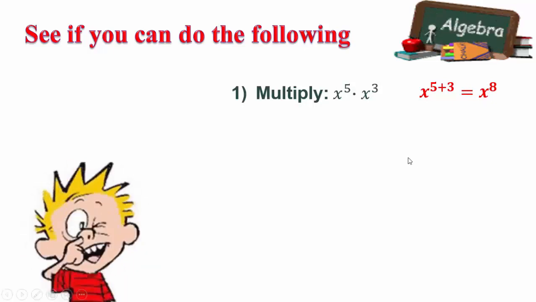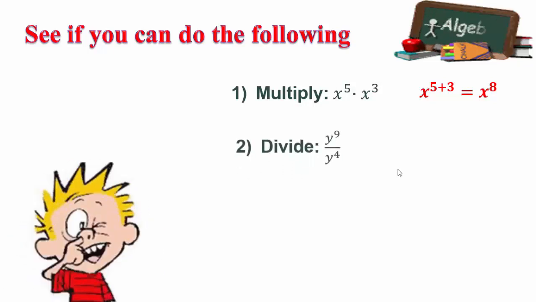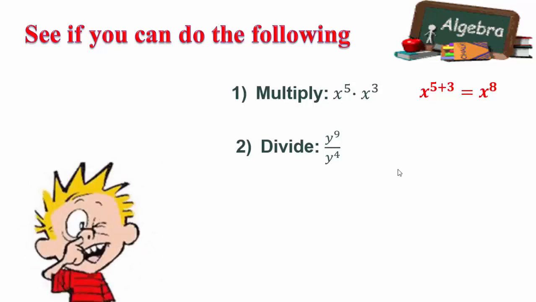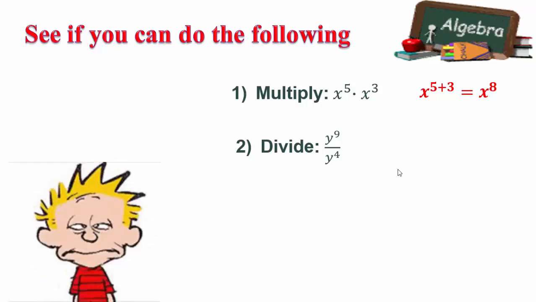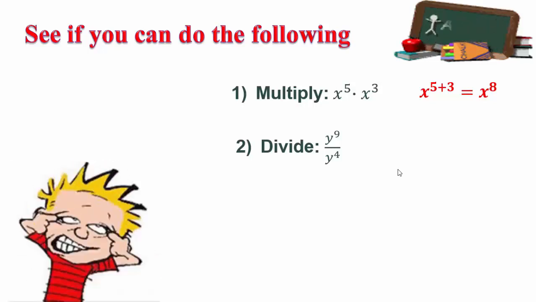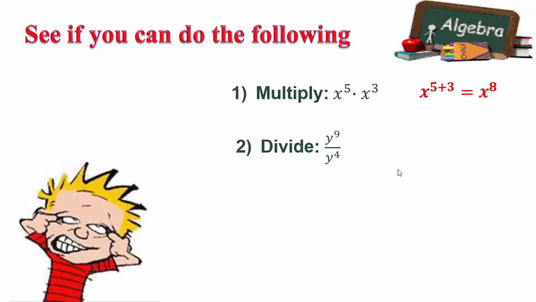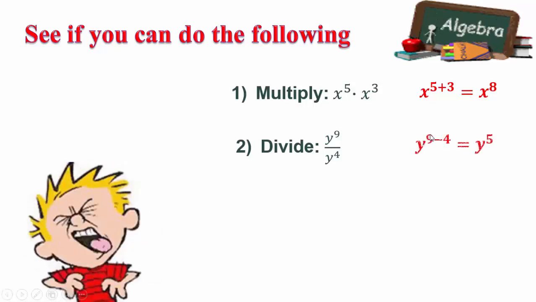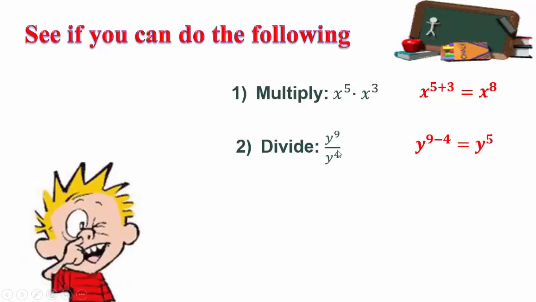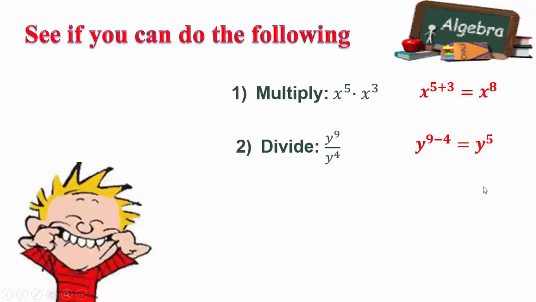Now see if you have learned or remember how to do division. So if we divide y to the ninth divided by y to the fourth, just see if you can do it or you remember how to do it. And also remember, if you don't, that's okay, because we're going to go over it in these lessons. Well, in the case of division, we're going to subtract 9 minus 4, so 9 minus 4 will give us y to the fifth.